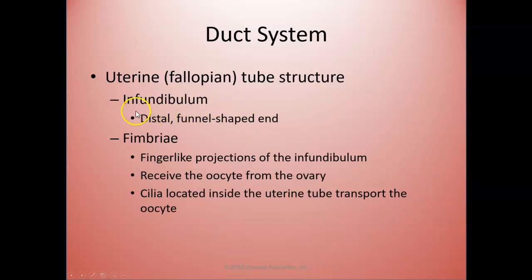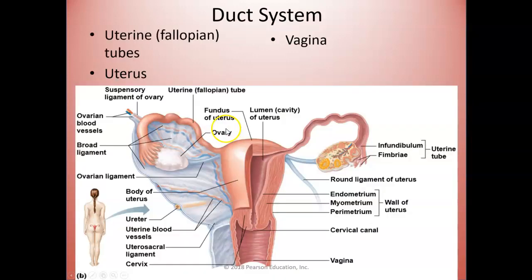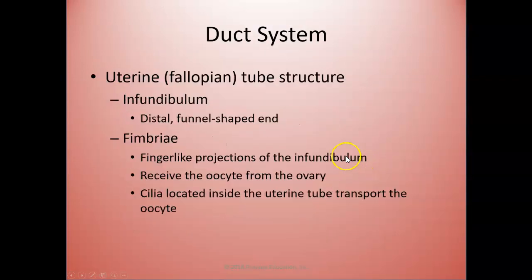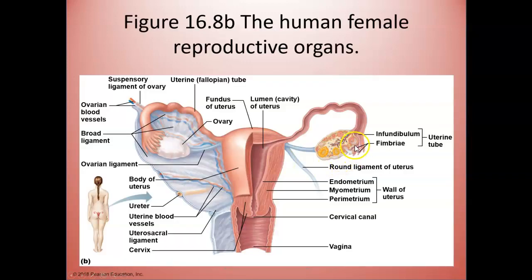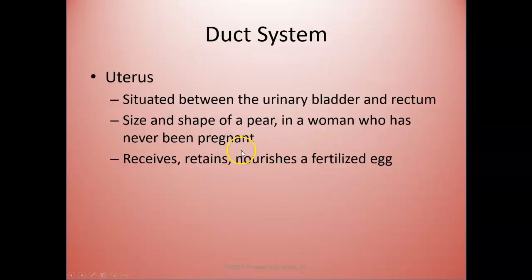Then there's something called the infundibulum, which is the distal funnel-shaped end of the uterine tube. If we look up here, this is part of it, the infundibulum, with these fimbriae, which are these little finger-like projections. They wrap around that ovary, receive the oocyte with their ciliary action, and transport it into the uterine tube. Now, occasionally the oocyte can sneak out past that and end up inside the abdominal cavity, in which case it usually degrades there.